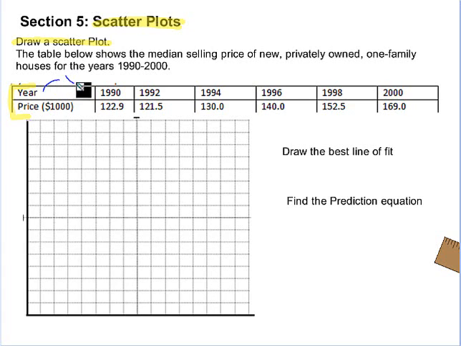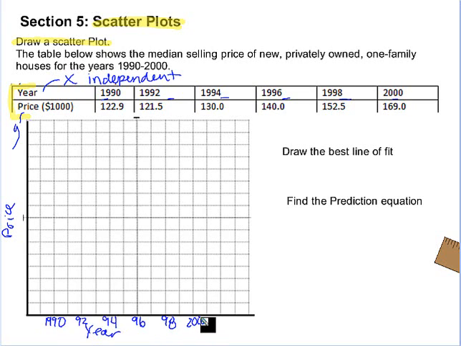Well, year will be our x variable because that is independent. It can stand on its own, and the price will be our y variable. So we're going to label that. So this is year, and our y will be price. We also want to make sure we go up by even increments. So our years, we go from 1990 all the way to 2000, and we appear to be jumping over years every time.